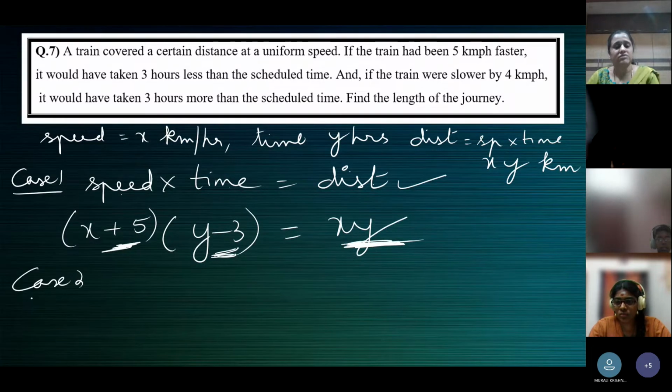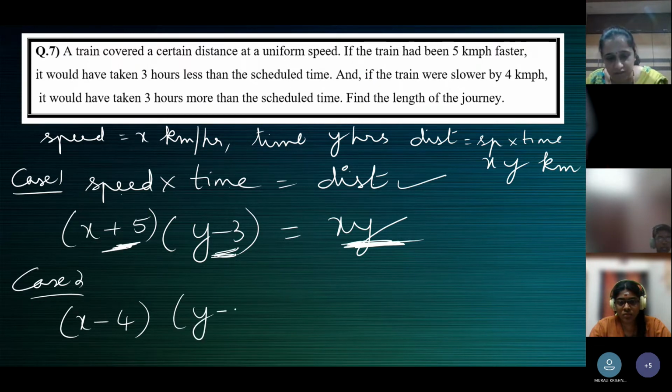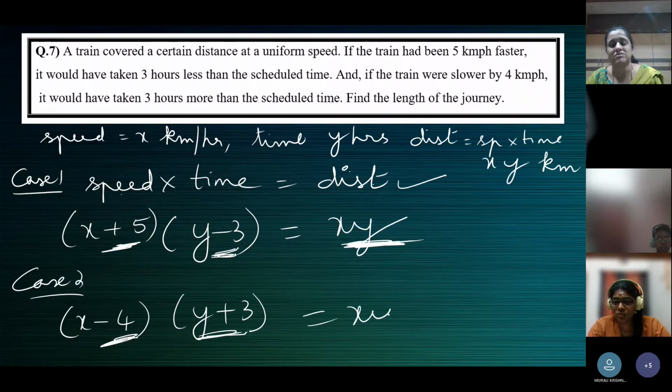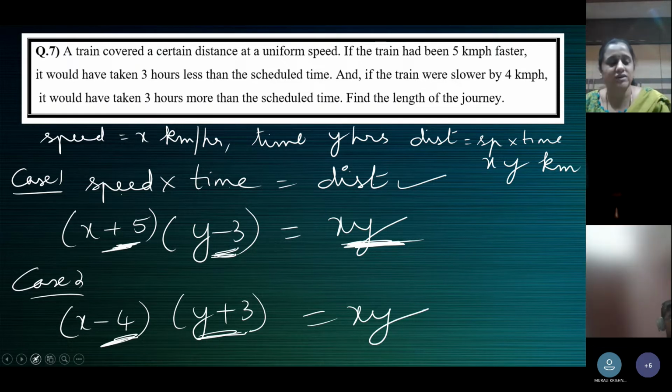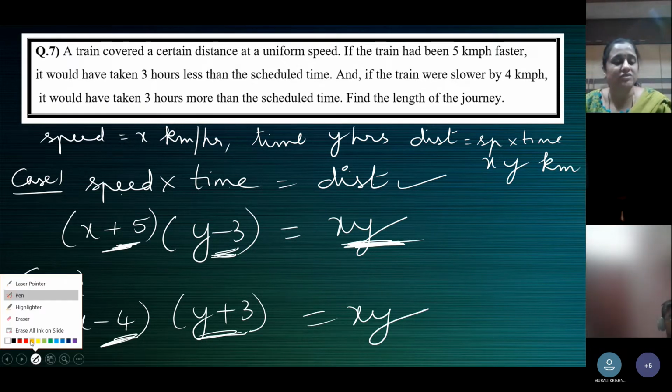Case 2, speed. If the train were slower by 4 kilometers per hour, so minus 4, slower, so x minus 4. It would have taken 3 hours more, so y plus 3. So less speed, more time, same distance is equal to xy. When you multiply the terms in the two brackets, xy will get cancelled on both the sides. You will get two linear equations in x and y. Solve to find the values of x and y.